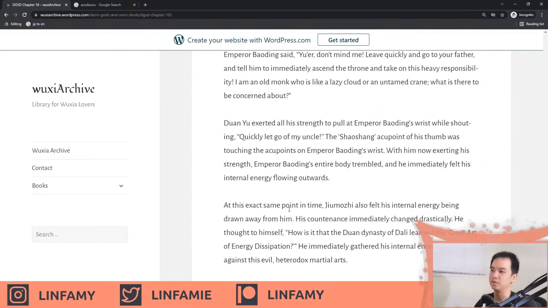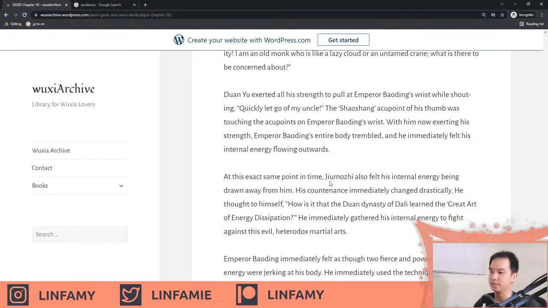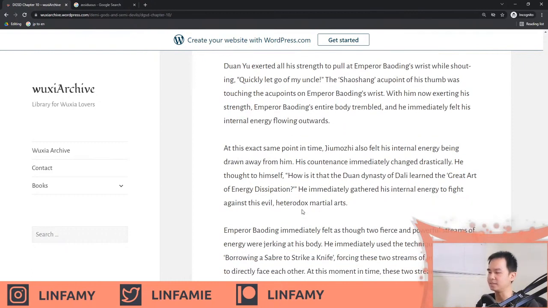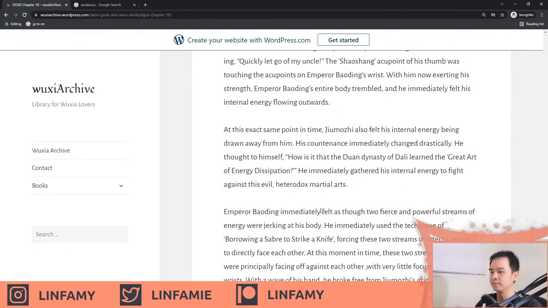Duan Yu exerted all his strength to pull at Emperor Baoding's wrist while shouting, "Quickly, let go of my uncle!" The Shaoshang acupoint of his thumb was touching the acupoints on Emperor Baoding's wrist. With him now exerting his strength, Emperor Baoding's entire body trembled. "Oh no, he's absorbing his uncle's energy," he thought, and immediately felt his internal energy flowing outwards. At this exact same point in time, Jiumotsu also felt his energy being drawn away from him. His countenance immediately changed. He thought to himself, how is it that the Duan dynasty of Dali learned the great art of energy dissipation? He immediately gathered his internal energy to fight against this evil, heterodox martial arts.